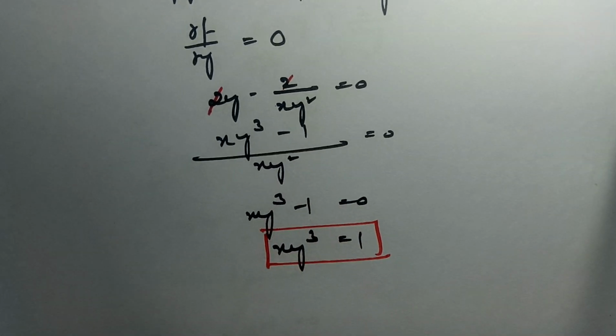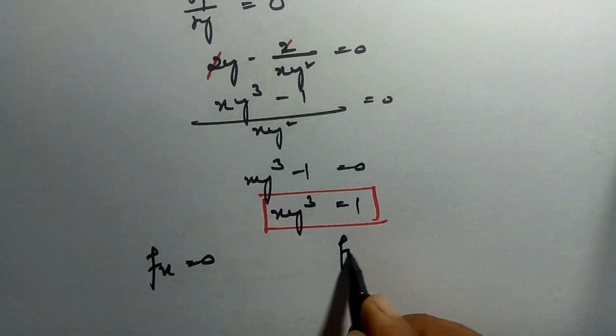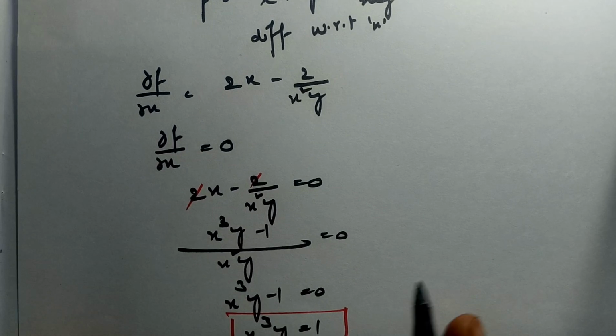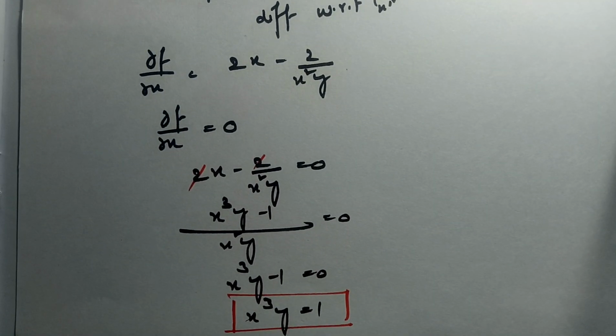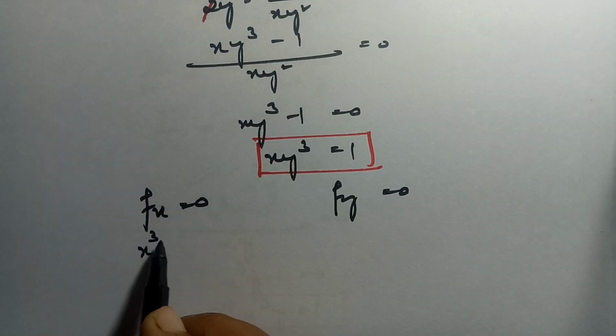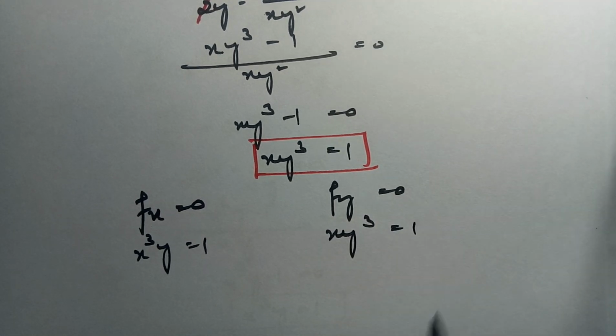So after equating fx is equal to 0 and fy is equal to 0, I got the equation as x cube y is equal to 1. See here, x cube y is equal to 1. So this is x cube y is equal to 1, and for this x y cube is equal to 1.